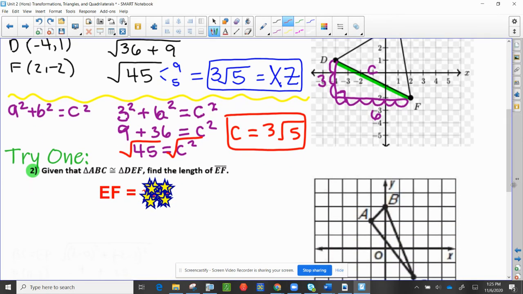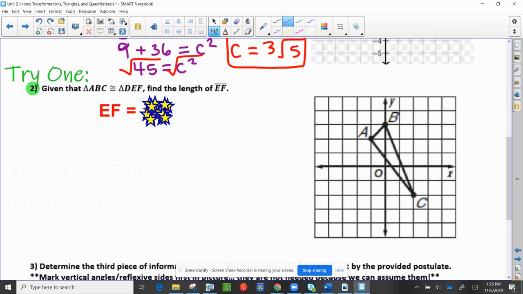Okay, so I'm going to have you guys try this one here, example 2. It says that triangle ABC is congruent to triangle DEF. They drew ABC in your coordinate plane there. So you're going to use that to find the length of EF. Go ahead and do that. Take a second here. Use whatever method you like, distance formula or Pythagorean theorem. You don't have to do both. Just pick whichever one you like better.